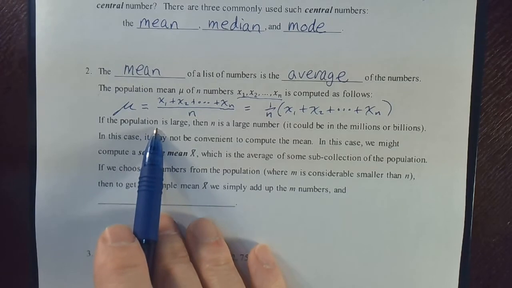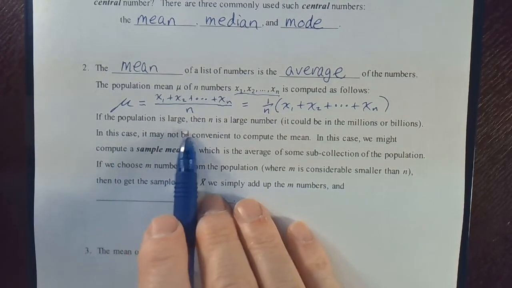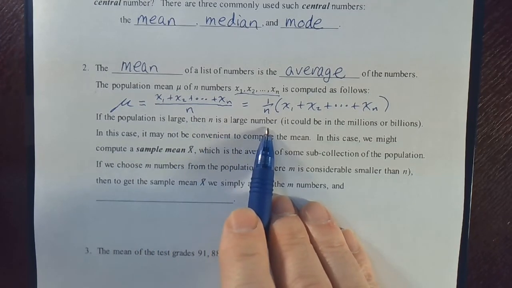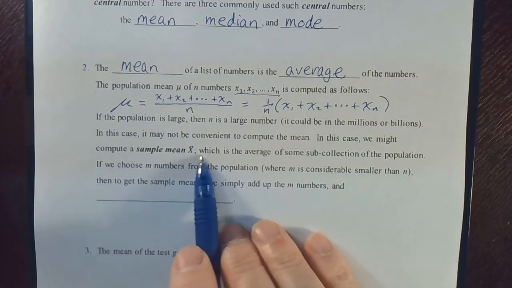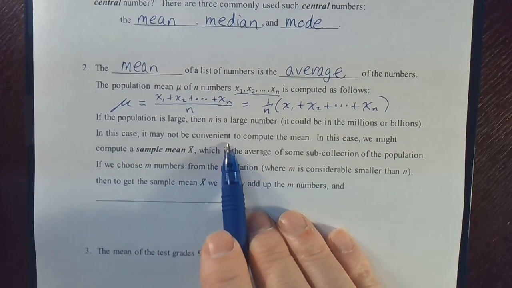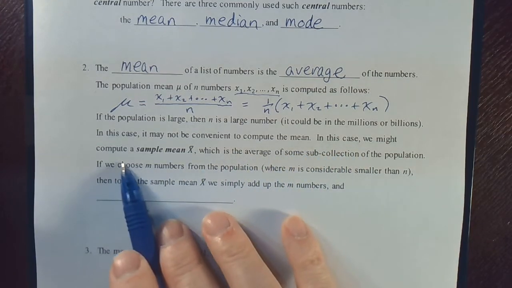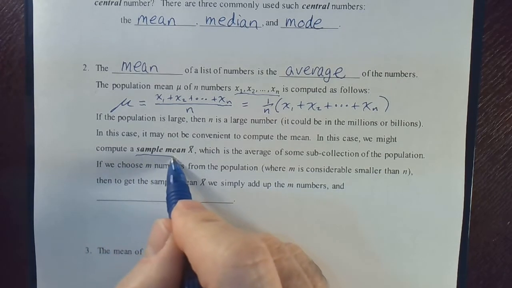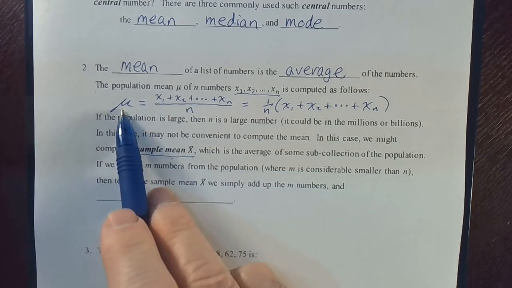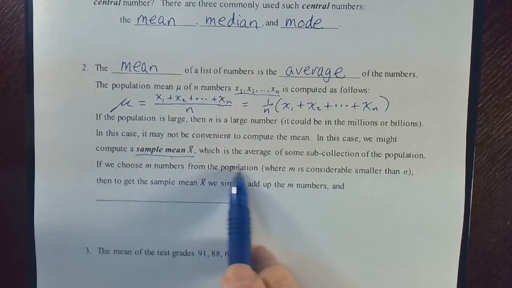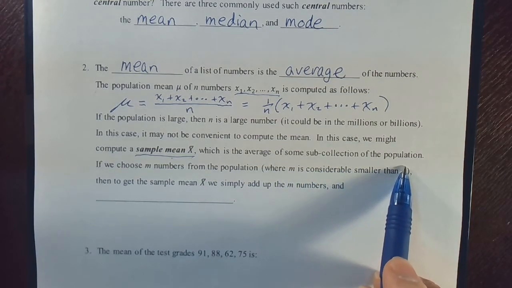Now, what do you do if the population is really large? If the population is large, then n is a very, very large number. It could be in the millions or the billions. In this case, it may not be convenient or maybe even possible in a short amount of time to compute the mean or the average. In this case, we might use what's called a sample mean. And it's going to be used basically as an estimate for this mean. It's going to be the average of some sub-collection of the population.